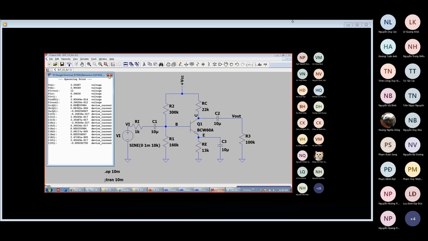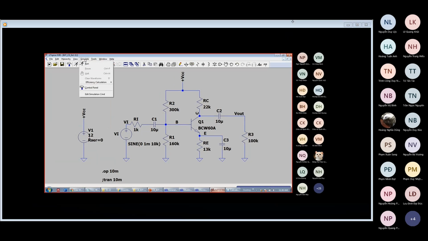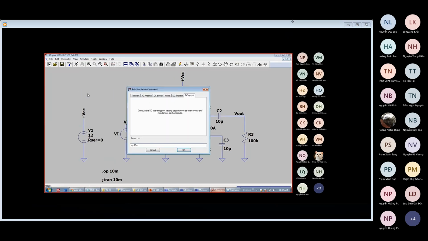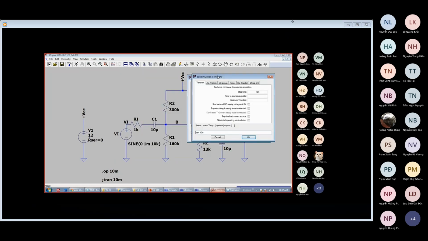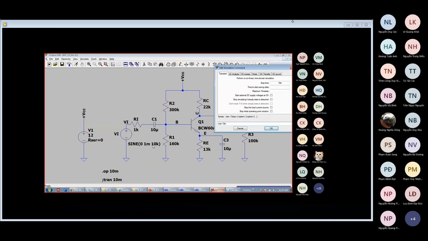So DC analysis, okay, verified by DC simulation. Now AC analysis. So you should choose transient here. The frequency of this sine wave is 10 kilohertz. That means the period is 1/10 kilohertz. 1/1 kilohertz is 1 millisecond, and divided by 10 is 0.1 millisecond.